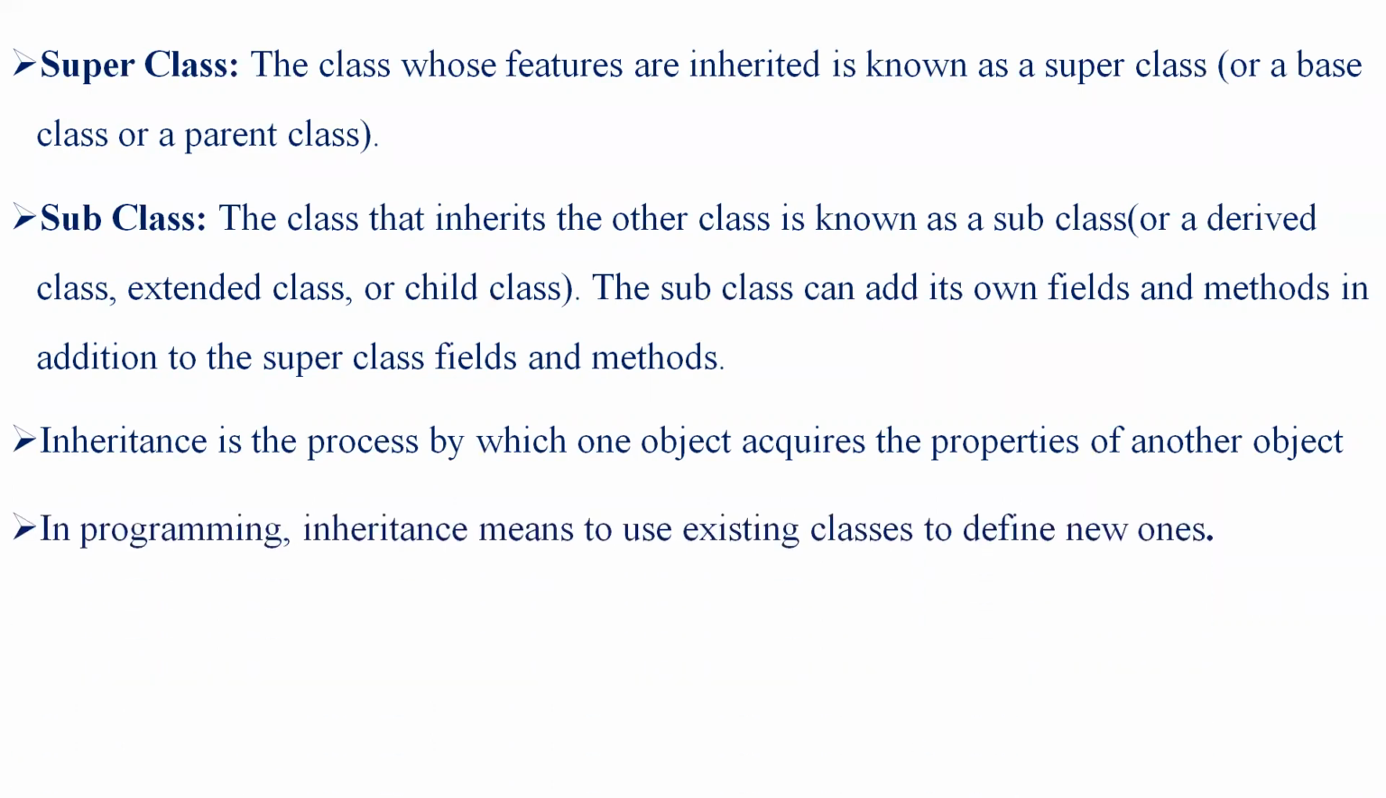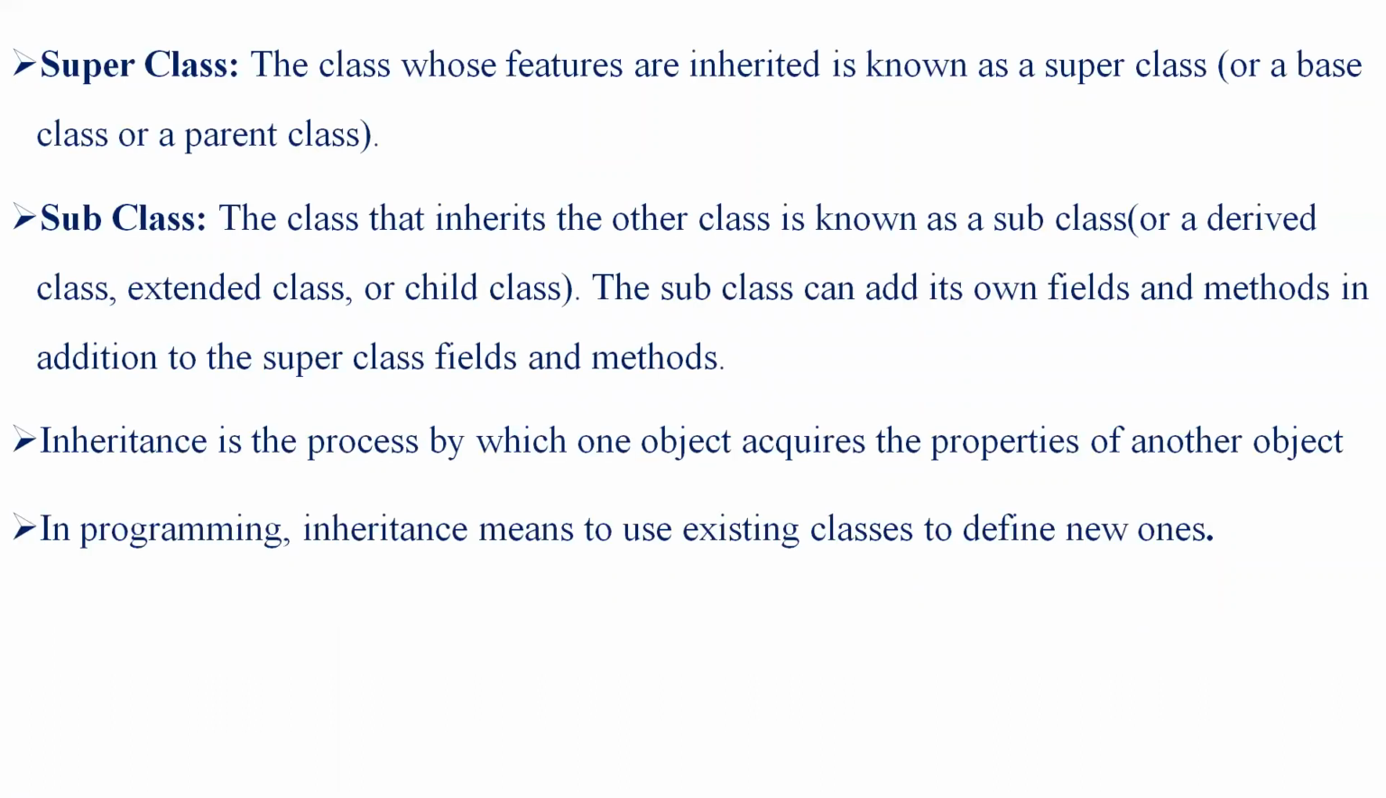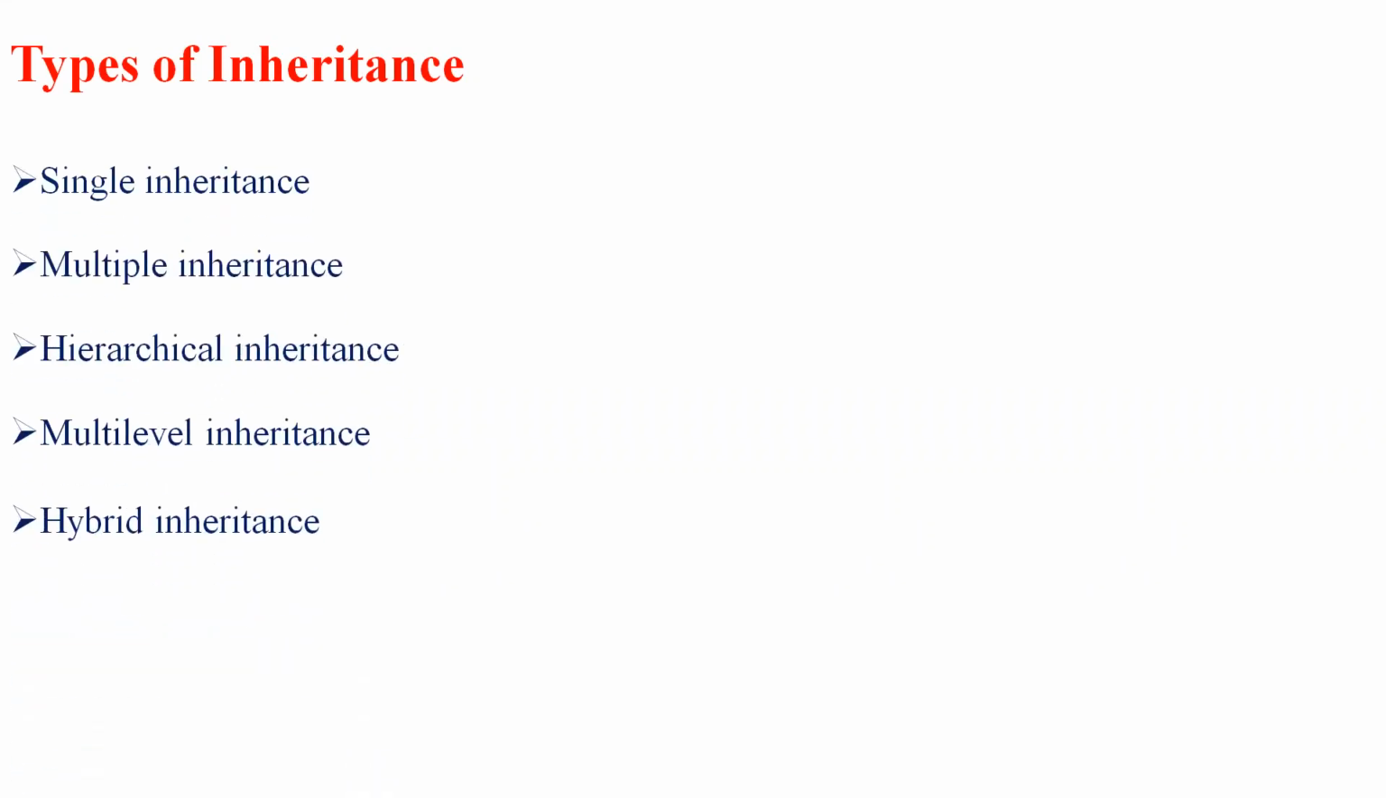In programming, inheritance means using existing classes in order to define new classes, which allows for reusability of code, allowing us to use the code in a reusable format. There are multiple types of inheritance. Basically, there are 5 different types: single inheritance, multiple inheritance, hierarchical, multi-level, and hybrid inheritance. Let's discuss each of them.